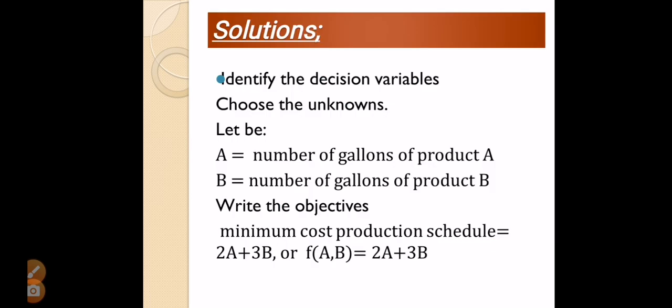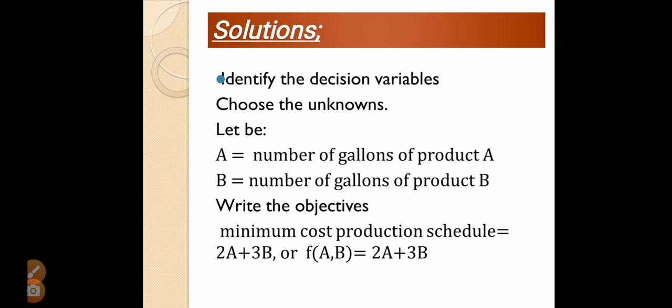So let us now have the solution for this minimization problem. Identify the decision variables, as my partner said earlier, the controllable inputs for the linear programming model. Let us now choose the unknowns. What are the missing points in this problem? The missing point is the minimum cost production schedule.